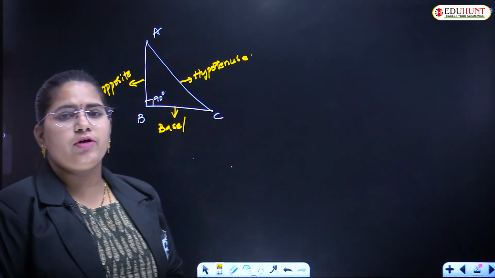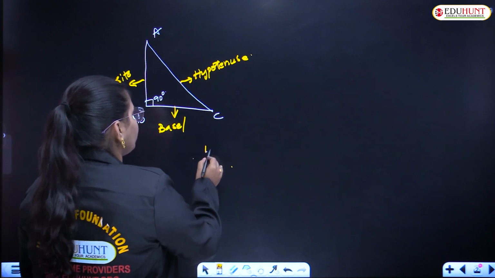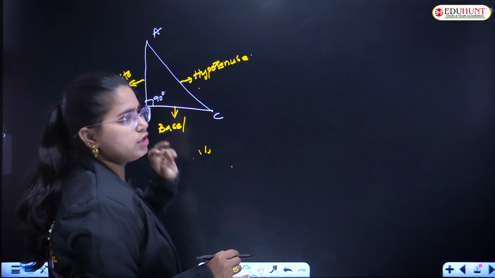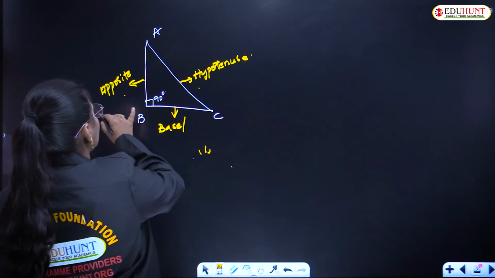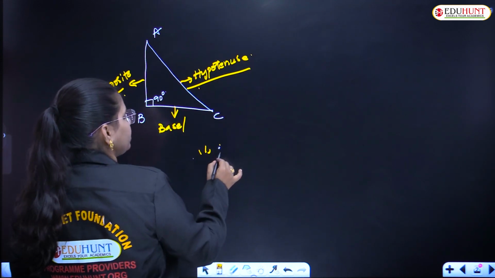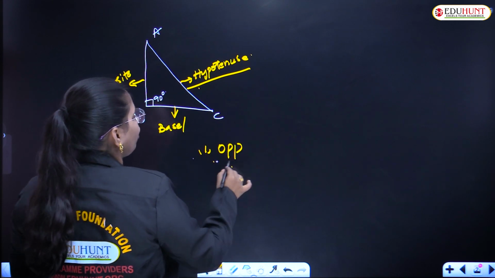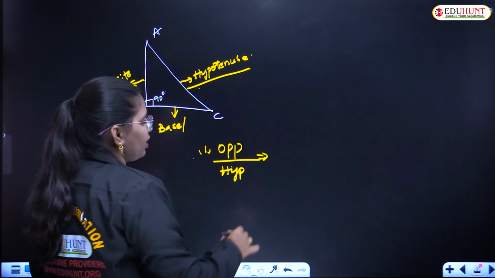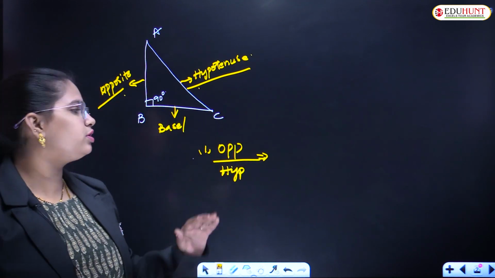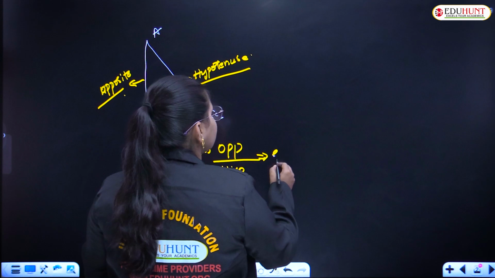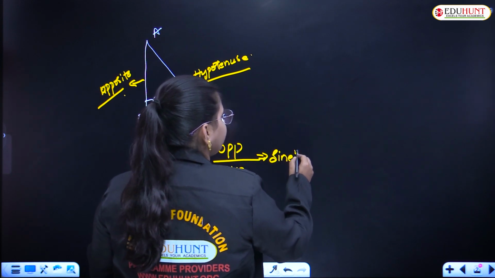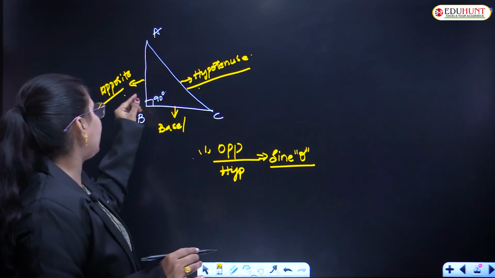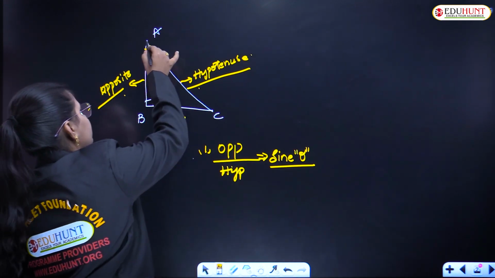So now if I compare the ratio of opposite to hypotenuse, what is the first side I am comparing? Opposite to hypotenuse. And this ratio, we named it sine theta. Theta is nothing but the angle in between these two lines.